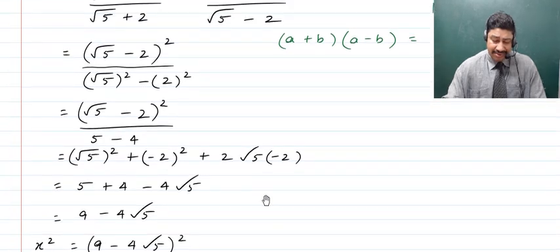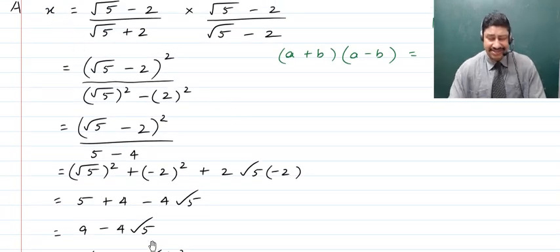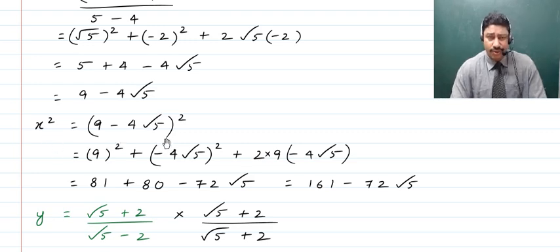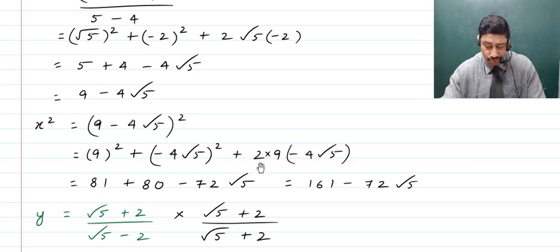Now children, remember, this is just the value of x. As you require the value of x square, you further require to square this. So next, now what's going to happen is you will just write a minus b whole square, just like you did above. So this will become 9 square, plus minus 4 root 5 whole square, and plus the 2ab term, that is 2 times 9 times minus 4 root 5.